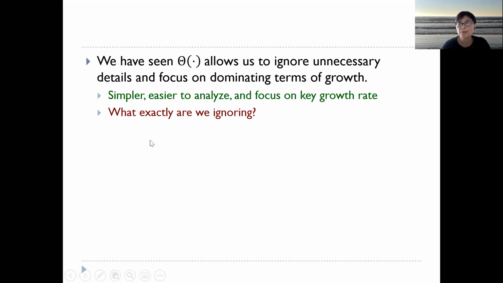Whether your algorithm is n, or n minus 1, or n minus 2, it grows really at the same rate. The advantage of this notation is that once we write the time complexity this way, it's easier to quickly recognize the time complexity of your algorithm and to compare the time complexity of different algorithms. Of course, we have to define what exactly we are ignoring when using this big theta notation.